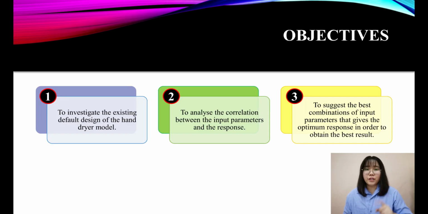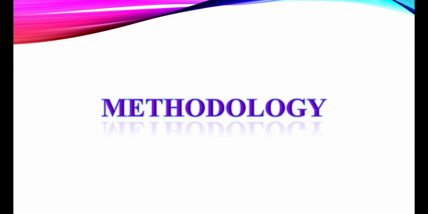The first objective is to investigate the existing default design of the hand dryer model. The second objective is to analyze the correlation between the input parameters and the response, while the third objective is to suggest the best combinations of input parameters that give the optimum response in order to obtain the best results.